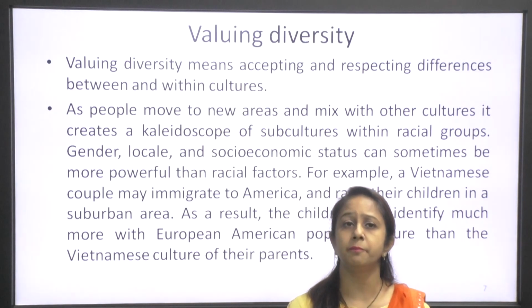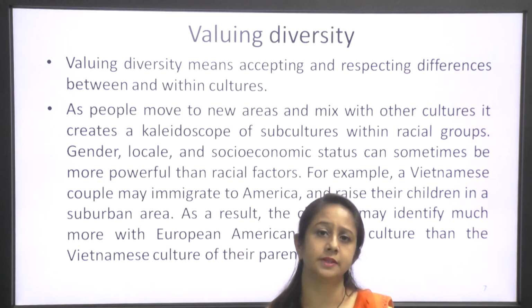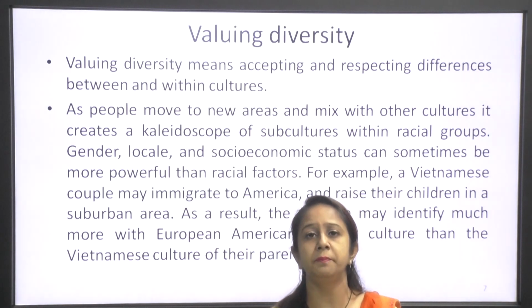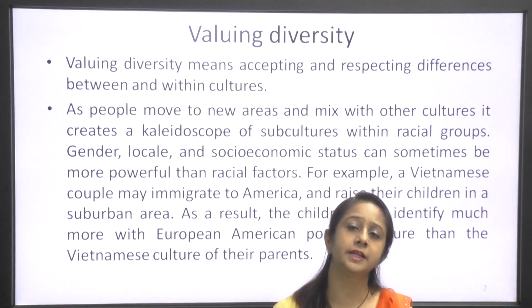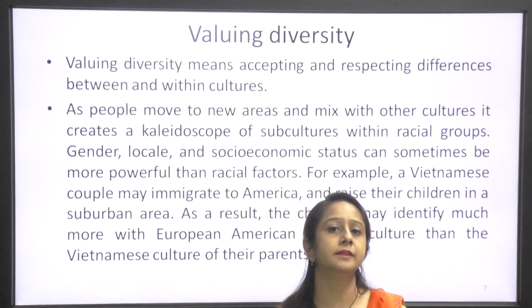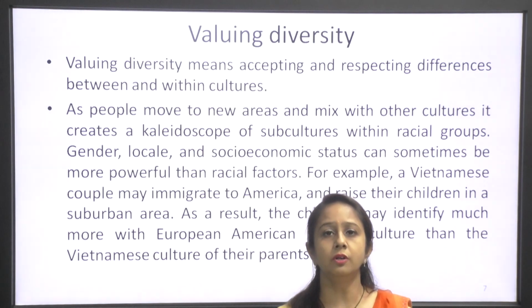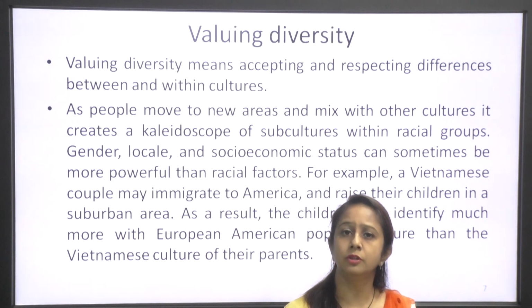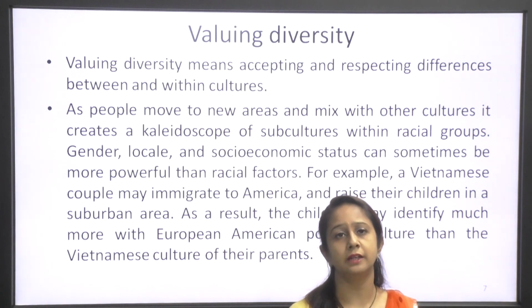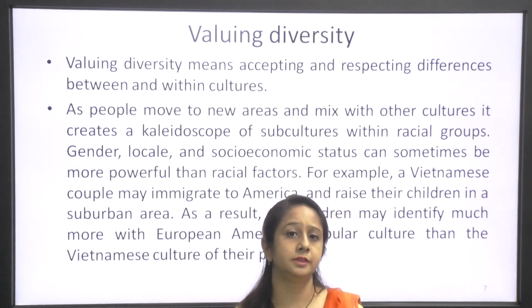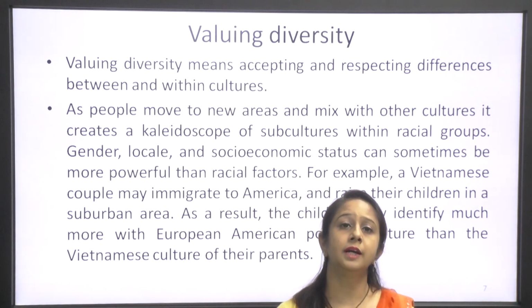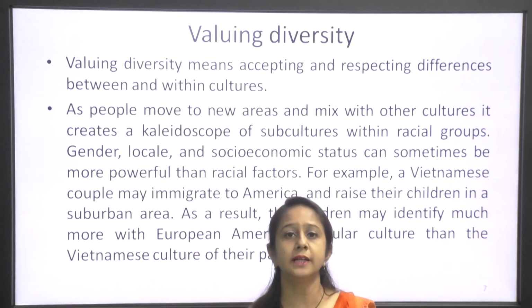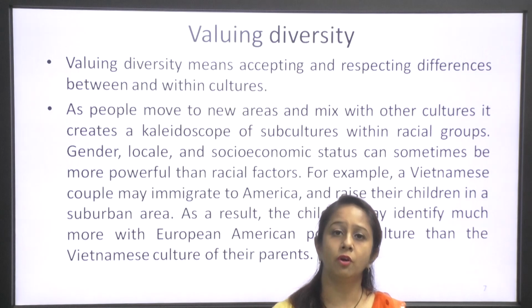So, valuing diversity will present new areas and a mix of other cultures. That means two or three types of cultures, two or three types of backgrounds, different opinions of people, can be brought together with certain agreements, with integrated goals, and by strategizing various policies and procedures. So, it creates a kaleidoscope of subcultures within a racial group. To understand the differences of culture and the various factors that involve culture, we need to specifically study the different subcultures of the people, which may include gender, locale, socioeconomic status, and other factors also. So, subcultural parts will also be taken care of.